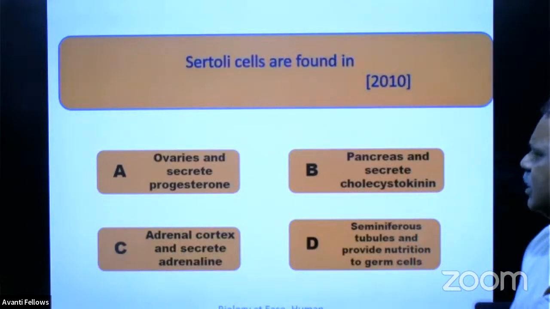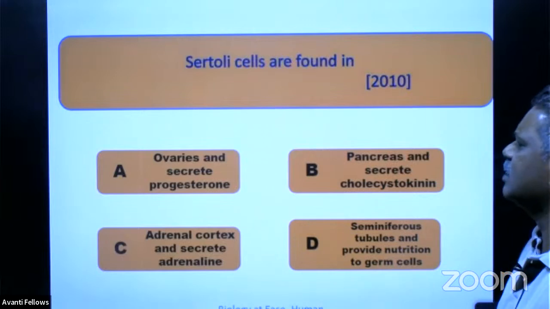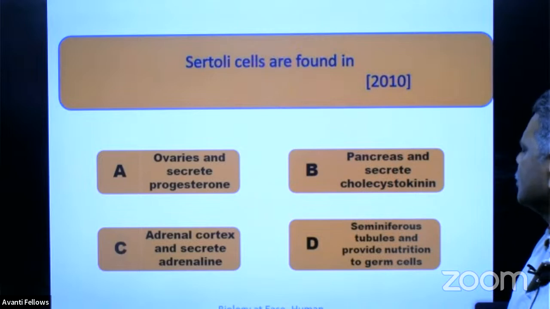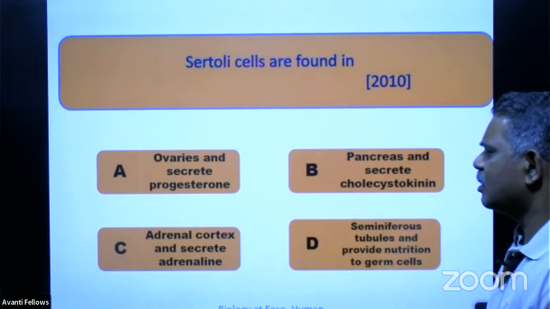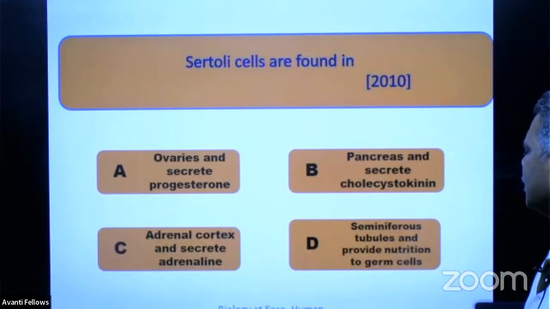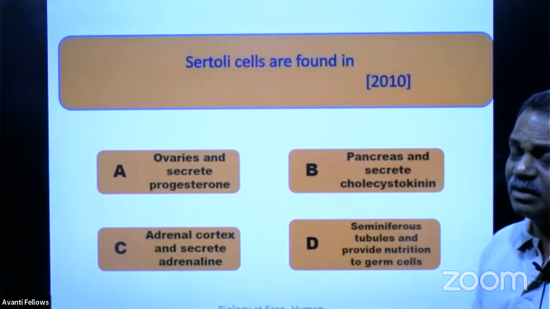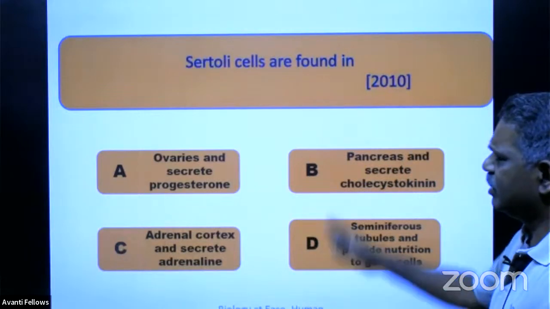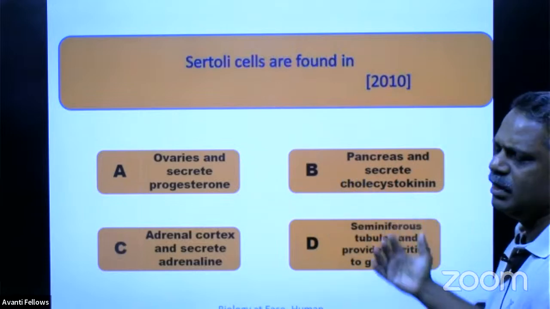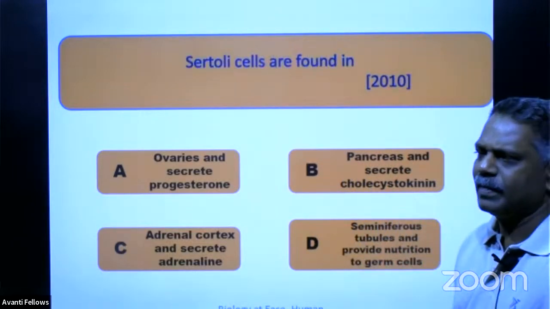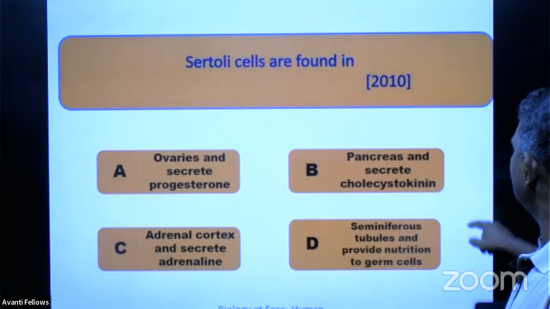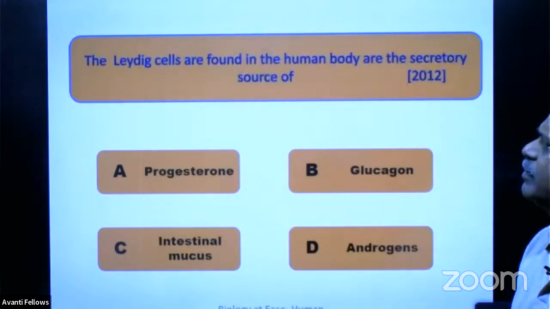Sertoli cells are found in: A, ovaries and secrete progesterone; B, pancreas and secrete cholecystokinin; C, adrenal cortex and secrete adrenaline; D, seminiferous tubules and provide nutrition to the germ cells. Find out the answer for this question from the options given here, A, B, C and D. Then go to the next question.